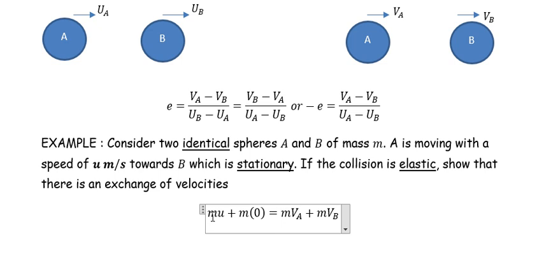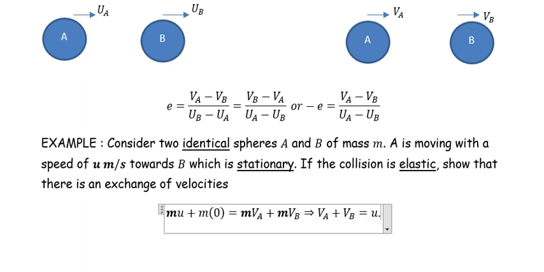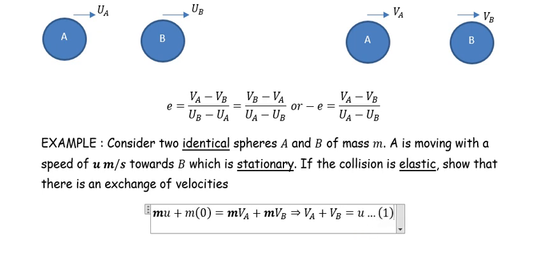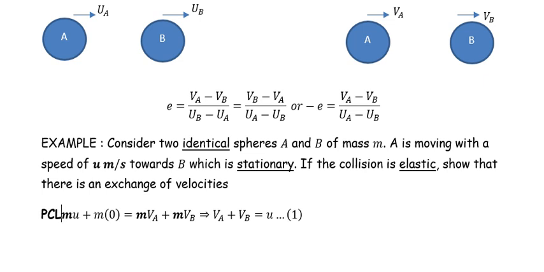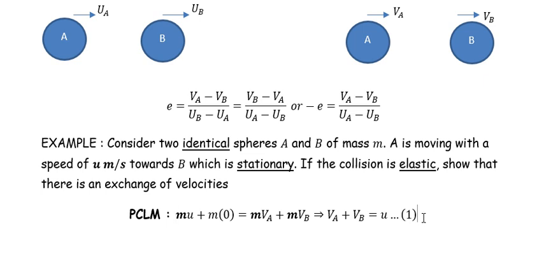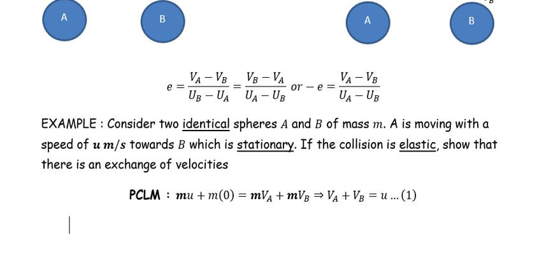Now we realize that m is common. In fact this term is even 0, so this m cancels off with this m, and we cancel off with this m. Doing that, we have VA plus VB is equal to u. That is our first equation. Let me write beside here: principle of conservation of linear momentum. That's the application. Now the next law we are going to apply is Newton's law of restitution.